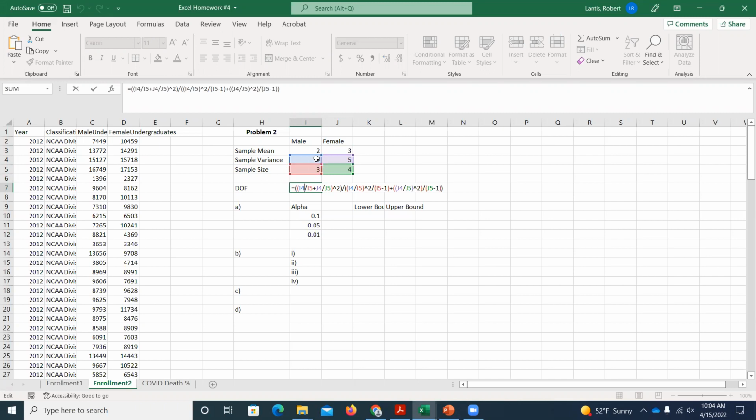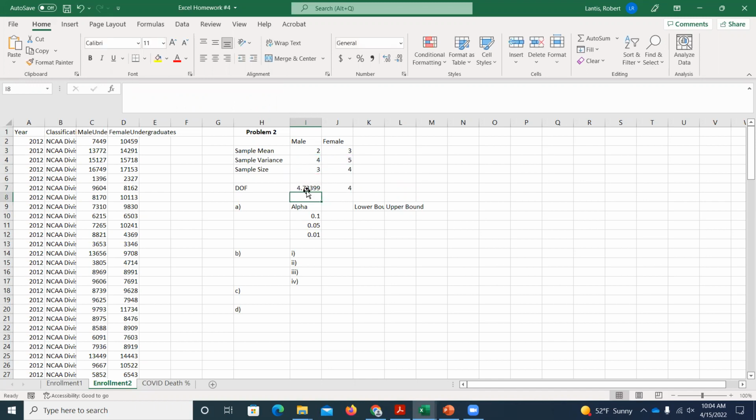So as long as you calculate these things in how I have this formatted in these 6 cells, it should update this degrees of freedom and calculate it for you.